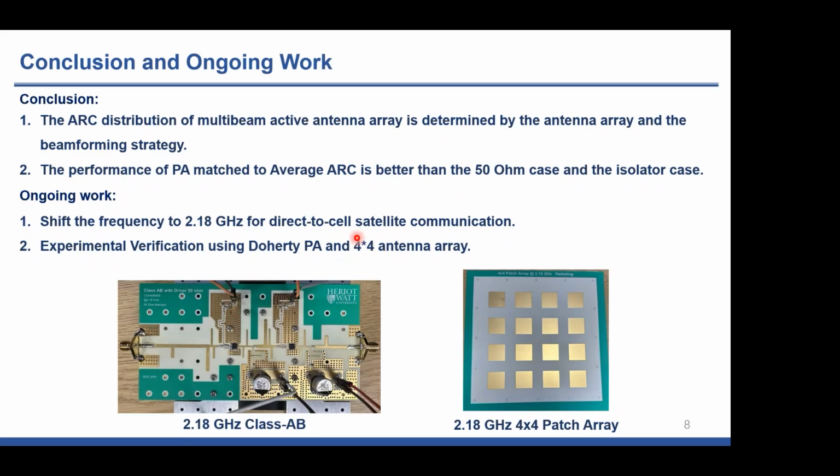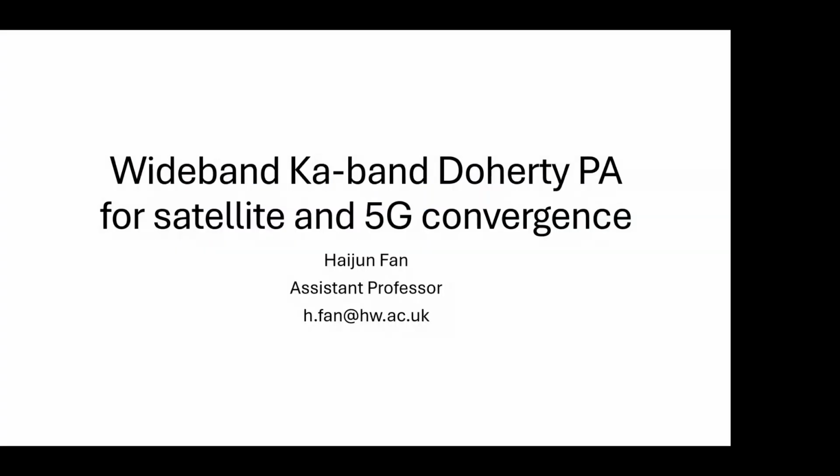And for our ongoing work, now we evaluate all this at 3.5 GHz, and next we will shift the frequency to 2.18 GHz for the direct-to-cell cellular communication. And we'll also do some experimental verification using Doherty PA and the 4x4 pattern and array at 2.18 GHz. That's my work. Okay.